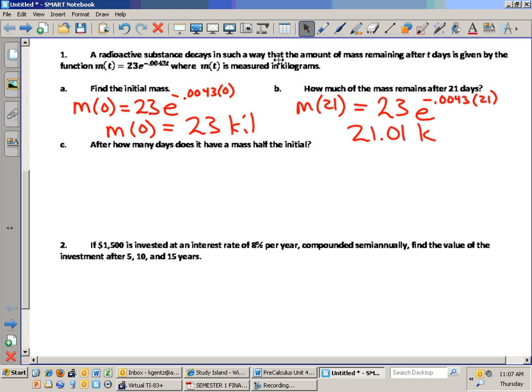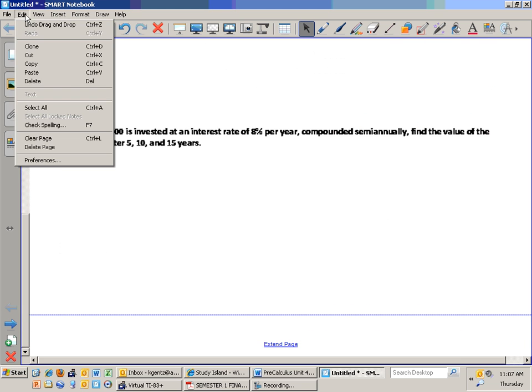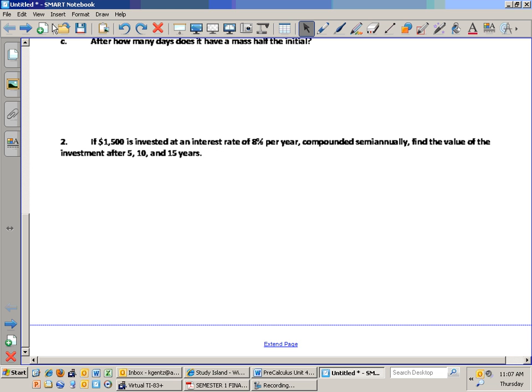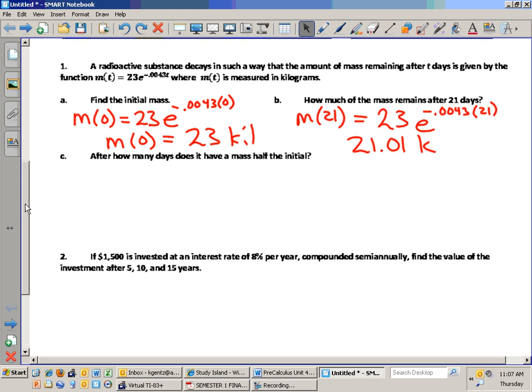Uh-oh. Levi says no. After how many days does it have half the initial mass? Uh-oh, how do I figure that out? Half of 23 is 11.5. Whoop, hey, don't do that. There we go. Now I'm back. So I got 11.5 is equal to 23e to the negative 0.0043t. I'm trying to solve for t, right?